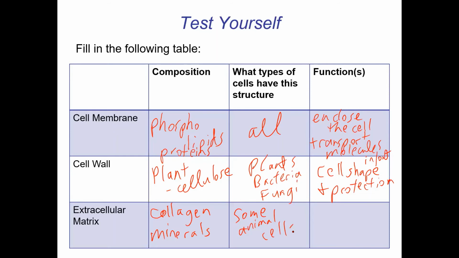Sometimes people get a little confused about the difference between a cell wall and a cell membrane. Remember, a wall is a hard structure and a membrane is something that's fluid. It's got that fluid mosaic model thing going on. Functions, I'm just going to say connective tissue, but sometimes protection if you're talking about bones.